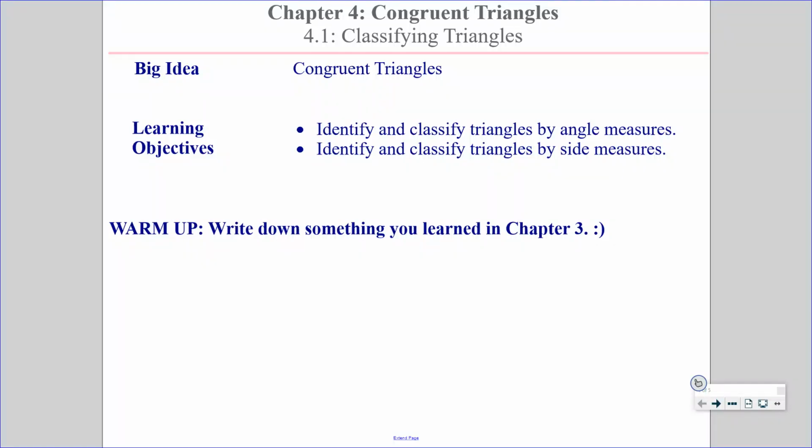We are moving into chapter 4. So as a warm-up today, students just wrote down something they learned in chapter 3. We shared out loud what we learned, so many good things. And now we're moving into lesson 4.1, classifying triangles.